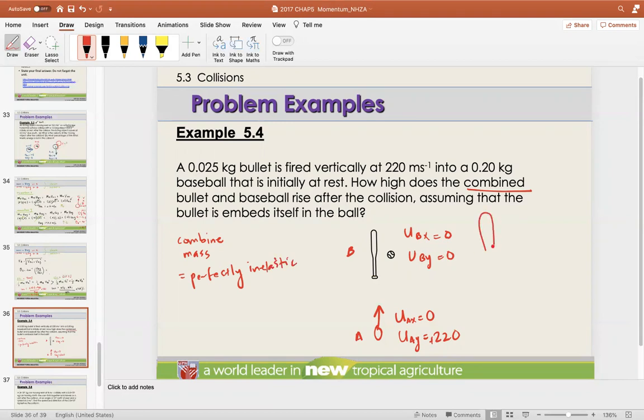Okay, so this is your bullet. They collide, and then it combines together and moves at a final velocity.